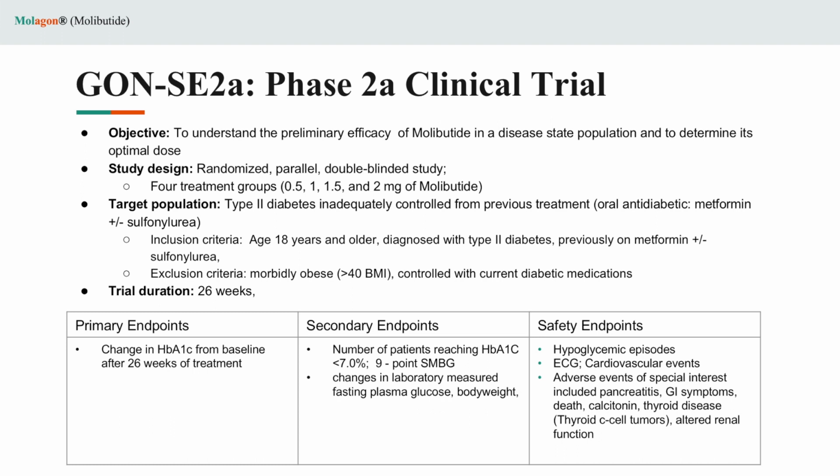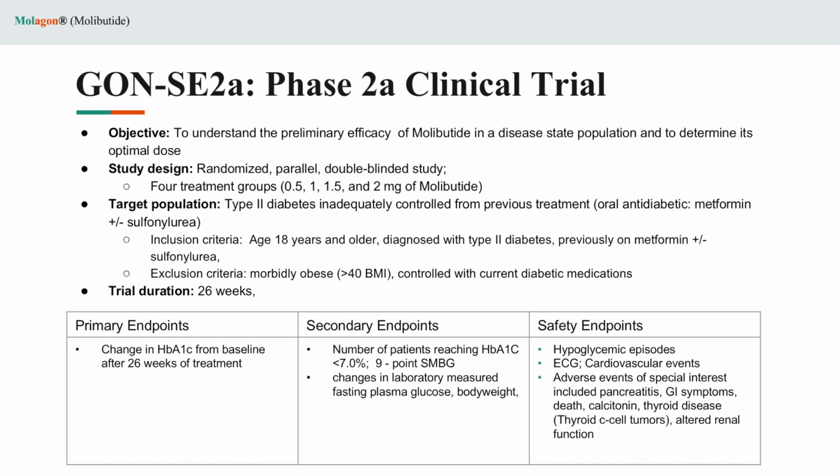For the phase 2, there will be 2 different trials. The first one here is the GON SE2A. This is to determine the optimal dose of molybutide. The patient population includes type 2 diabetes patients who previously had been treated with metformin therapy. This again will be a randomized, parallel, and double-blinded study, but with 4 treatment groups.